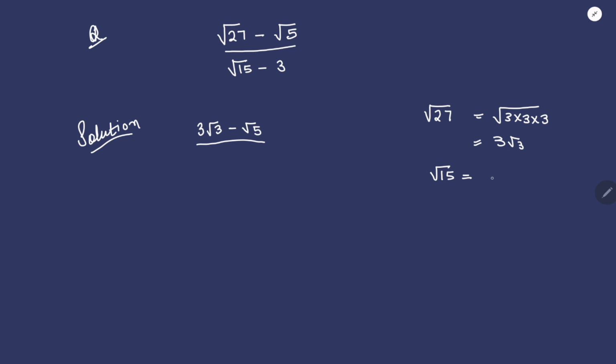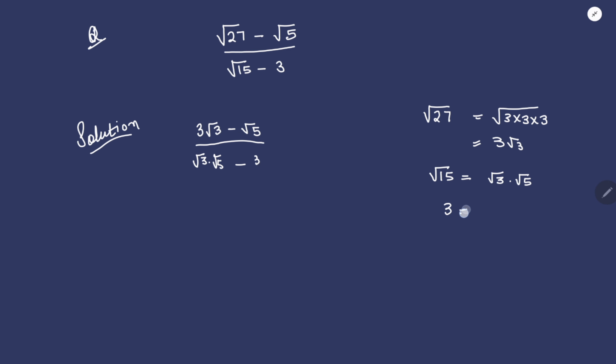√15, which is √3 times √5, right? Okay, so this is √3 times √5 minus 3. Can you write 3 as √3 times √3? Yes, because we have √3 here, so I am writing this as √3 times √3. Why did I do that? Because now I can take common in the denominator.